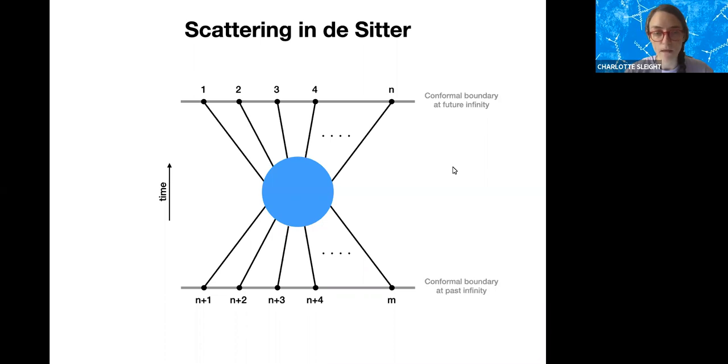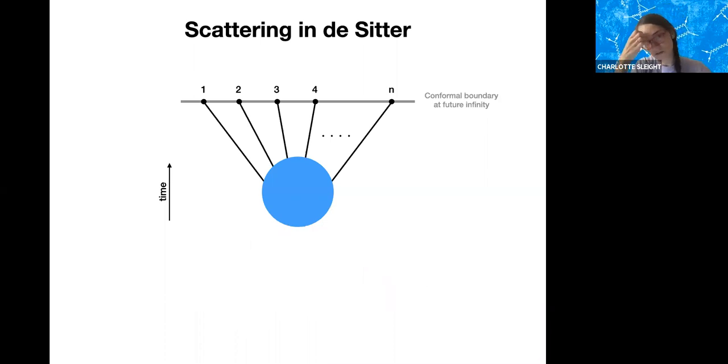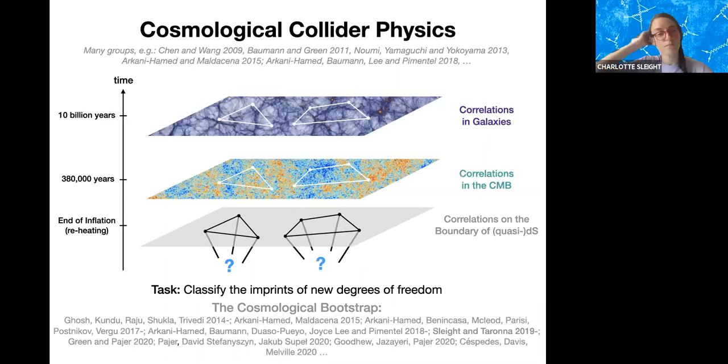So in this talk, we'll be focusing on these scattering processes in which all of the external legs lie on the boundary at future infinity. And one of the motivations is that such observables are of particular interest from the perspective of inflationary cosmology, which, as we know, postulates that the very early universe had a period of very rapid expansion. And this expansion may be approximated by the de Sitter spacetime.